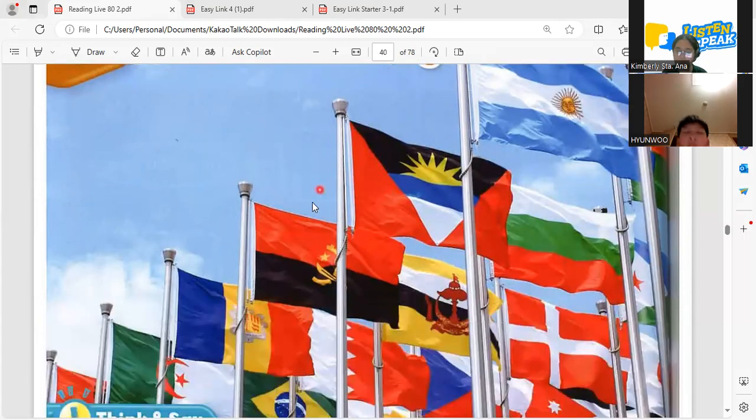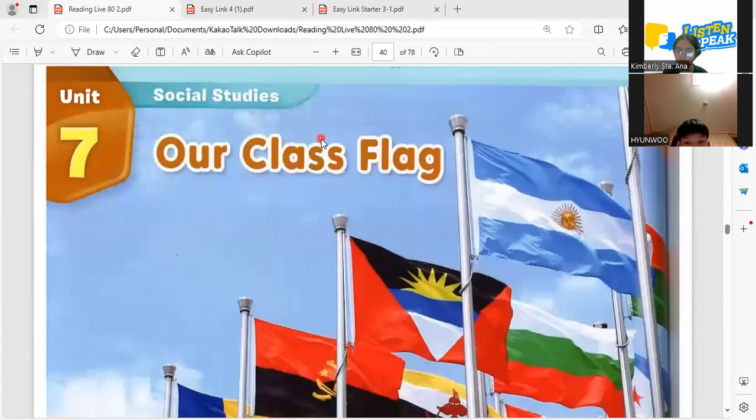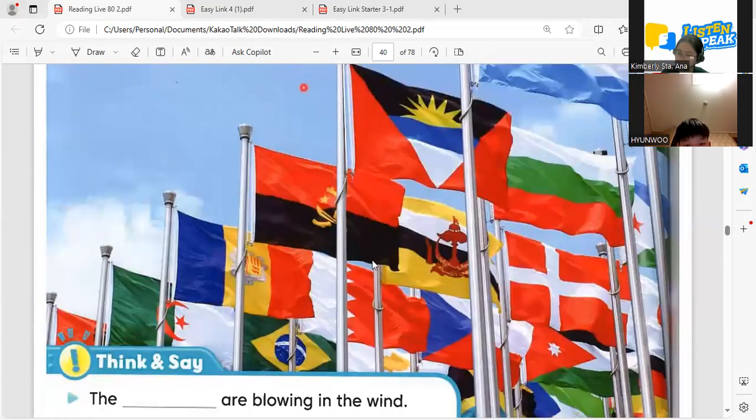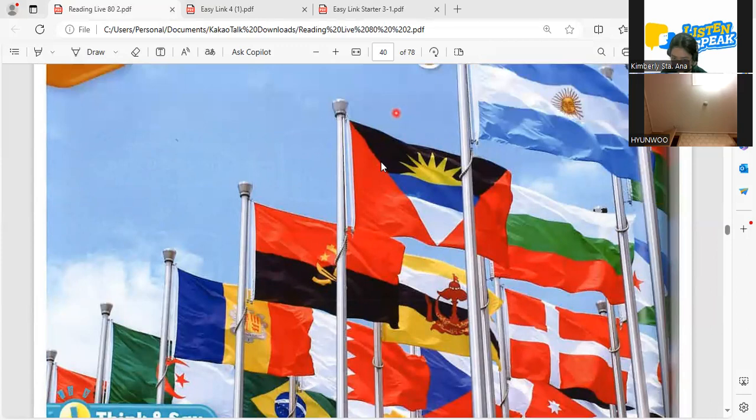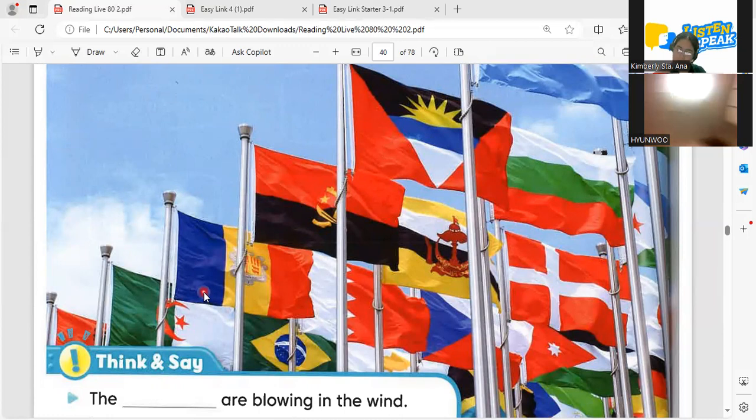So you can see in the picture. What can you see in the picture, Hyeonwoo? I can see a flag. You can say, I can see many flags. Yeah, so these flags represent unique countries or places. Like in Korea, you have your flag, right? Yes, and in the Philippines, we also have our flag. Our flag is really important. It serves as an identity of our country.